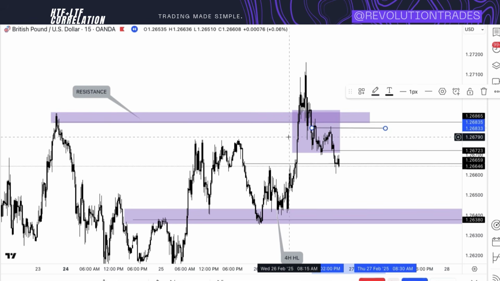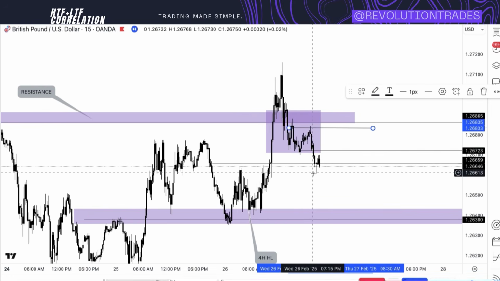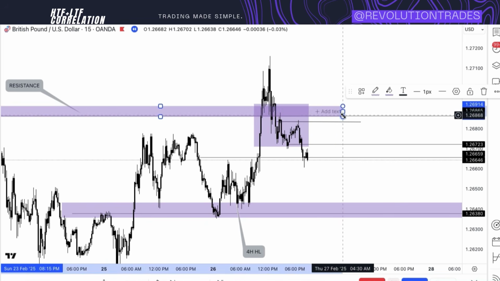If it's 4-hour, it is a strong level. If it's a daily, it is a strong level. Higher time frame levels are usually strong. So if we want sellers to continue, price should not come back. No, we don't want price to break this level. Then that would indicate to me that buyers are now in control.